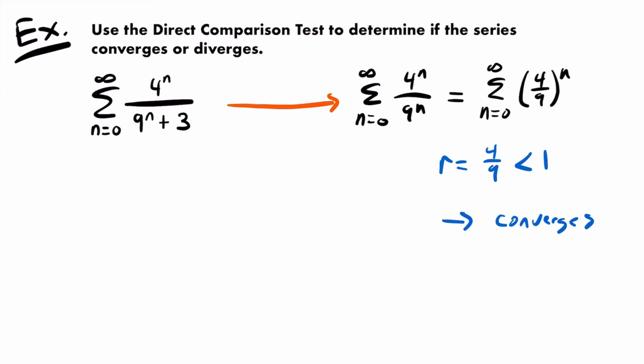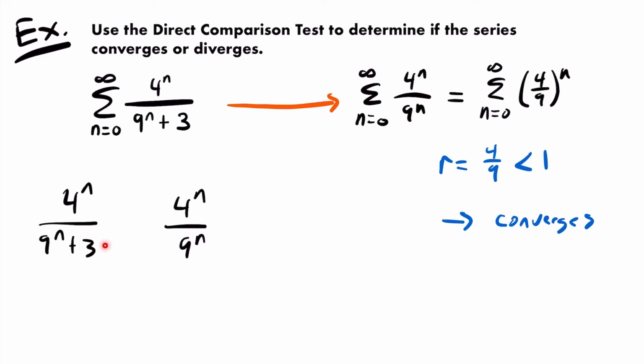And so if we compare our two series, we have 4 to the power of n divided by 9 to the power of n plus 3, and 4 to the power of n divided by 9 to the power of n. The only difference between these two expressions is this plus 3 in the denominator. And so no matter what value of n we are looking at, this expression will always have a denominator that is 3 greater than this expression.